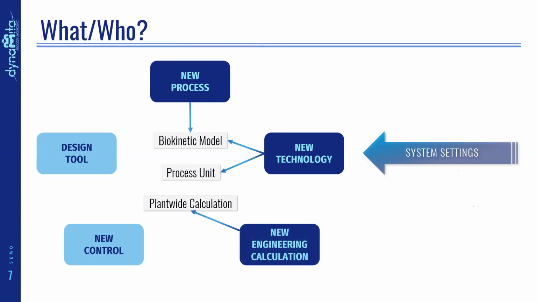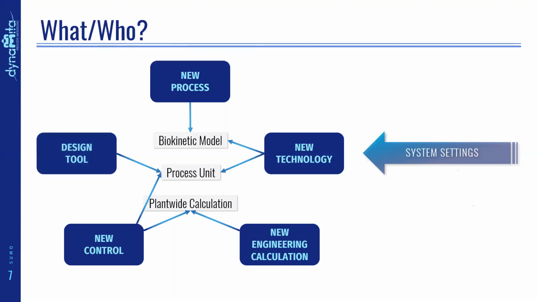If you want to introduce new engineering calculations specific to a model file, you can do that in a plant-wide calculation file in SUMO. If you would like to implement a new control logic or introduce a new control setting, you can do that by modifying our process unit, developing your own process unit, or implementing a control logic in the plant-wide calculation. And finally, if you want to create design tools for yourself, for in-house use, or for your clients, you can implement them in the process unit as well.